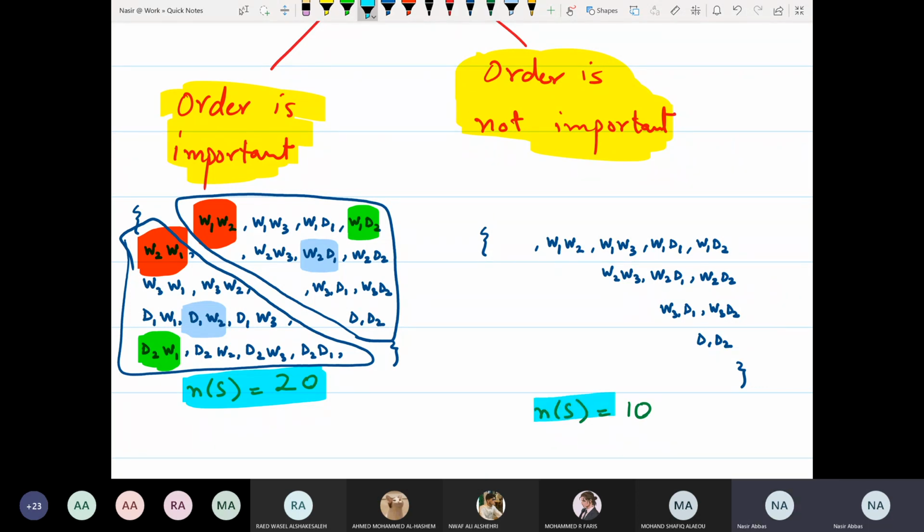And again, I'm not interested in those 10 elements. I'm interested in the number 10. I'm not interested in what those 10 elements are. Is it W1, W2, W1, W3, W1, D1? I don't care. I care about this number 10. I care about another number that will come in the numerator, n of A.